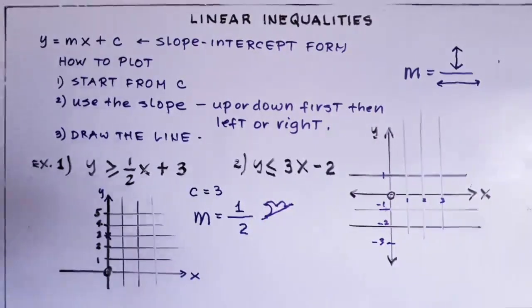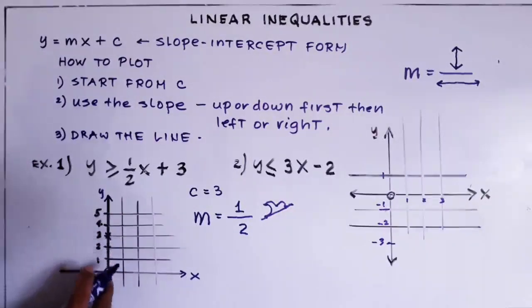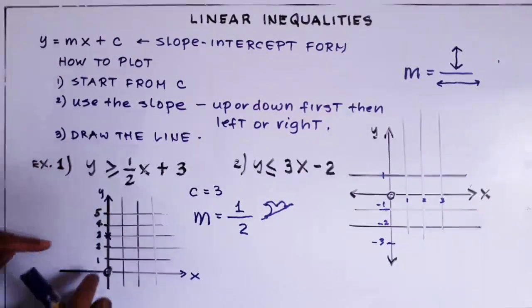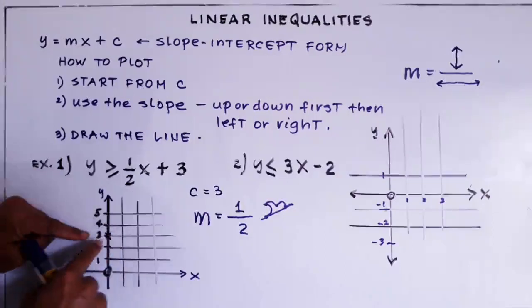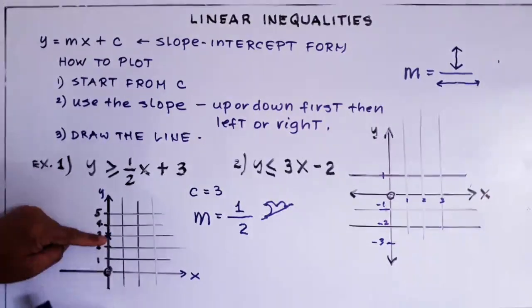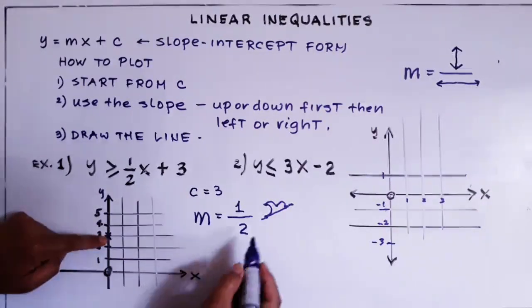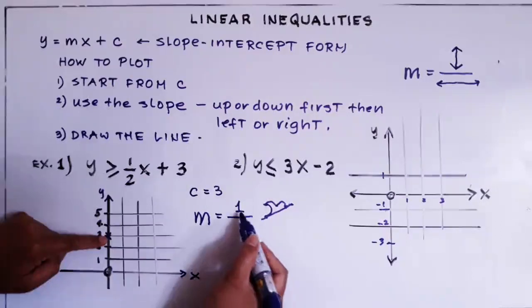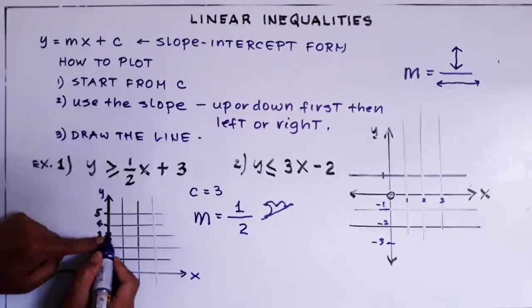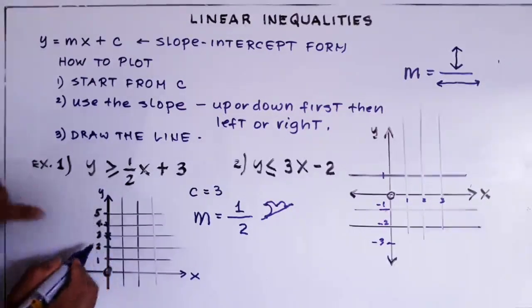Okay, so let us do that one here in our graph so you can see clearly. The C is 3. We start from 3. It's positive. So we start here. Then we use our slope. 1 means we go up because 1 is positive. So we are on the 4.